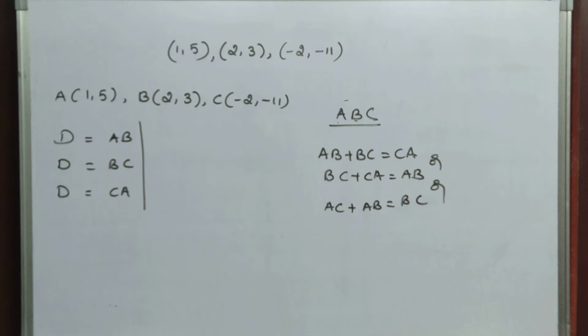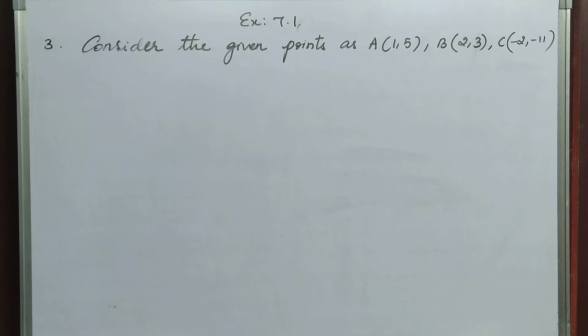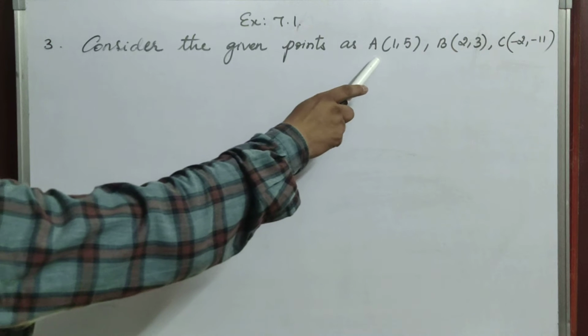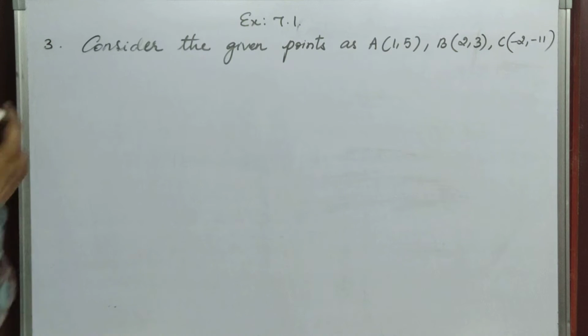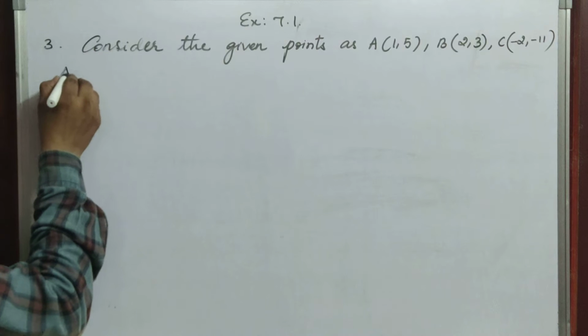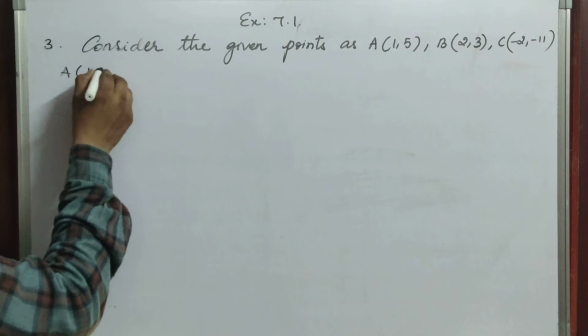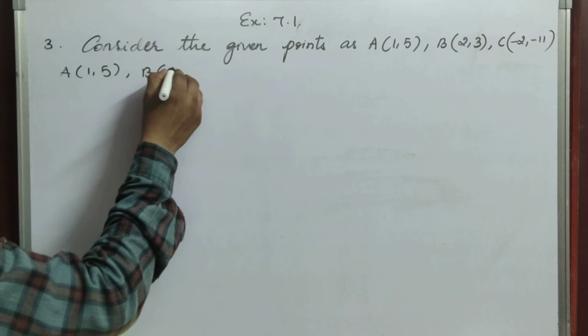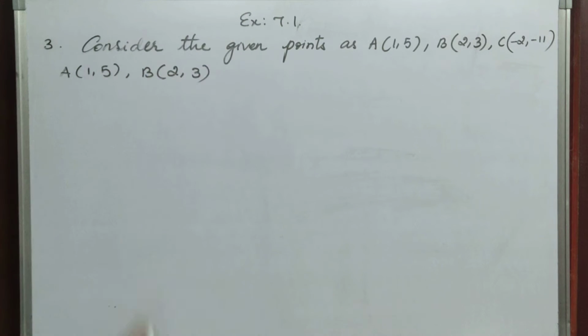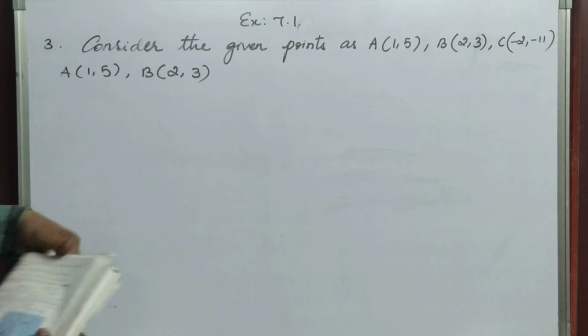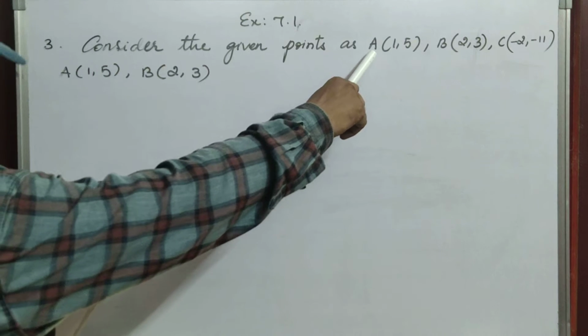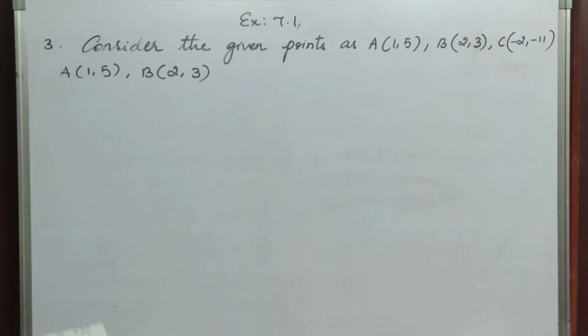Now I am going to do this sum on the board. You just go through it. Okay children, these are the given points. So I consider the given points as A, B and C. First I write here A (1, 5) and B (2, 3). Once again I am rechecking whether I wrote the points correctly: (1, 5), (2, 3), (-2, -11).